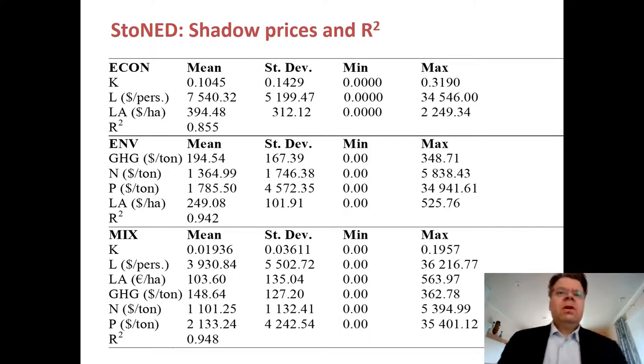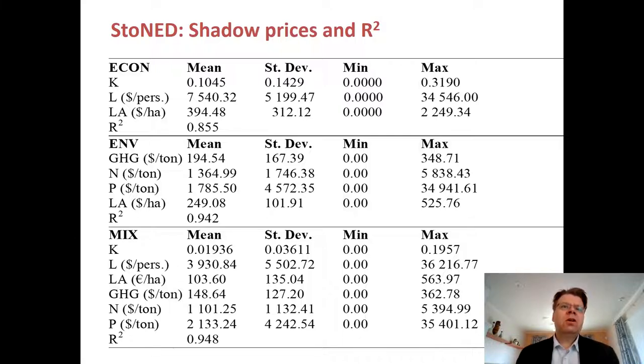So let's first look at the shadow prices of the convex regression estimation. So this is basically just convex regression, not really any kind of Stone decomposition of these multiple stages. So here is the summary statistics for the shadow prices of these input variables. And I have also here the R squared statistics, so the coefficient of determination. And these are for the three models: economic model, environmental model, and the mixed model.